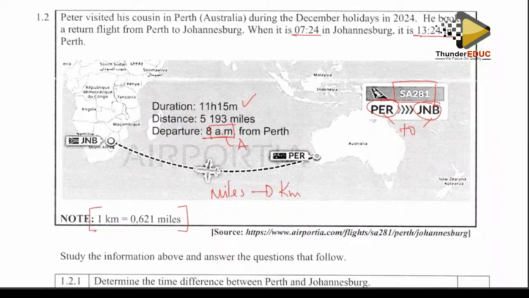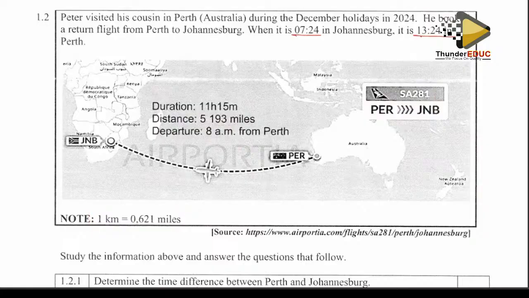So we are changing miles to kilometers. What are we going to do? If 1 kilometer equals 0.621 miles, what will it be if we have 5,193 miles? We want them to become kilometers. What's going to happen? We are going to cross multiply.